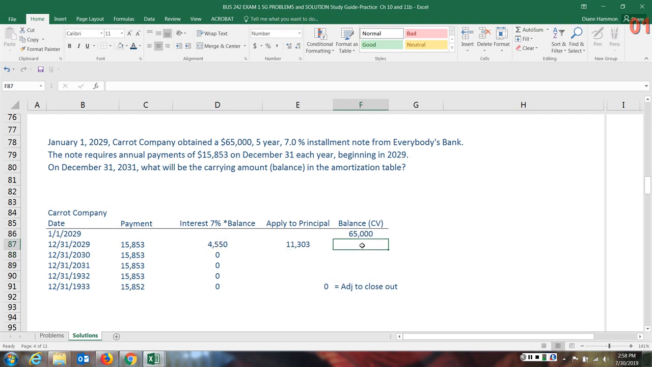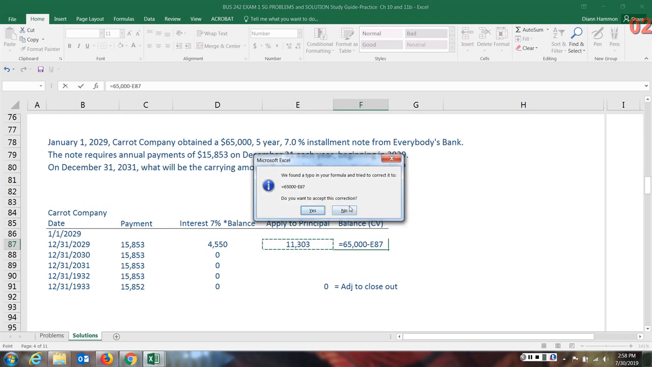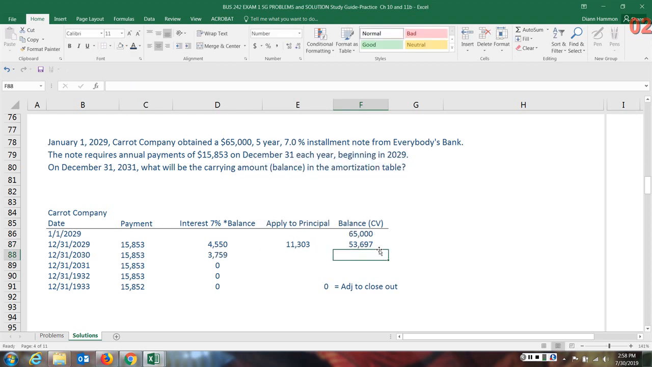Now we'll calculate a new balance carrying value. So we had the $65,000. Let's type that in since my cell went away. And we want to subtract off that amount that's being applied to the principal. And the balance now is $53,697.